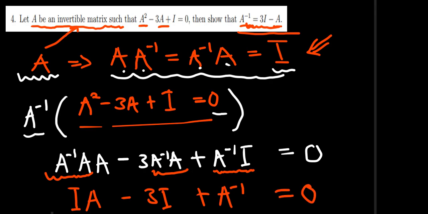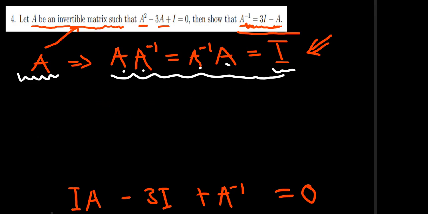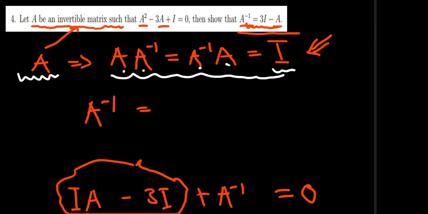So what we have here is that identity multiplied by A minus 3 identity, plus A inverse is equal to 0. And then from there we just leave the A inverse on the left hand side and take the rest to the other side. So A inverse is equal to, and then we take these to the right hand side. So we're going to have 3I minus IA.